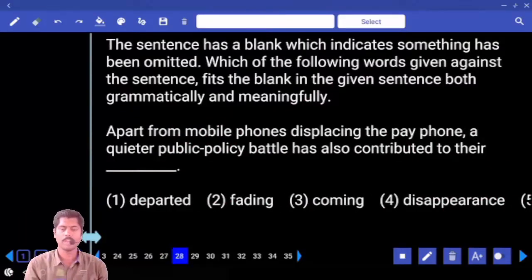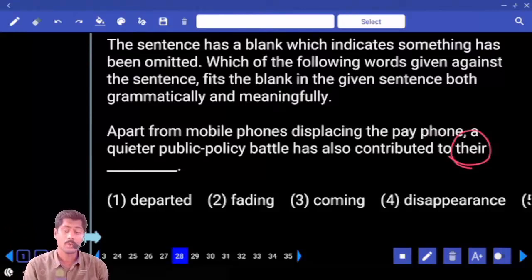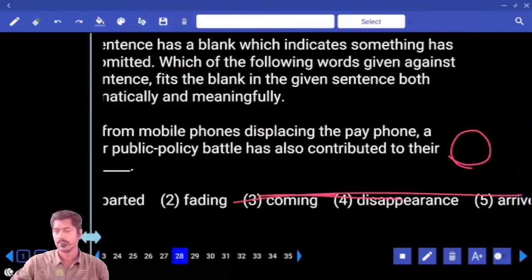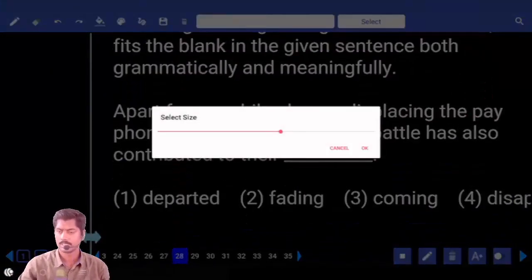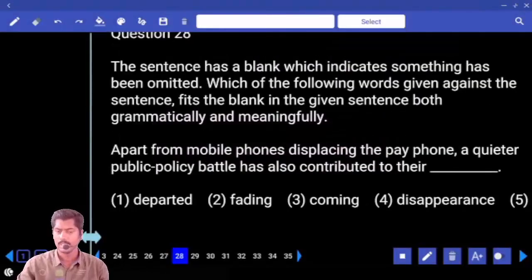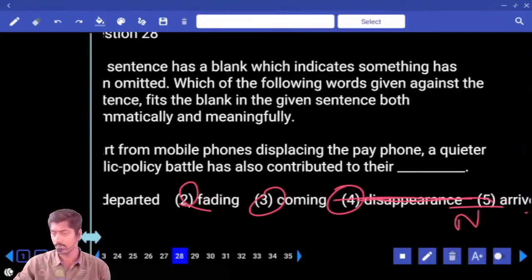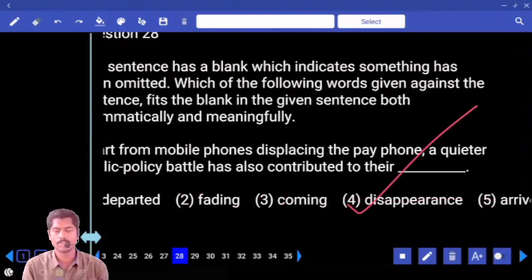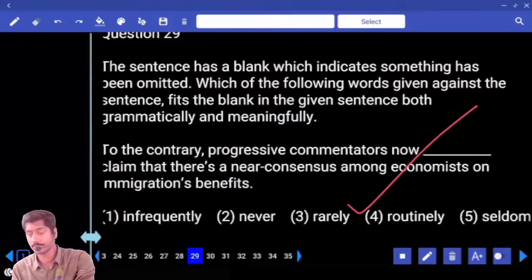Just now I have mentioned what we can add after "there". A noun. Check the noun in the options, then you'll get the answer. Departed, fading, coming, disappearance, and arrived. See, departed, fading, ED, ING, ANCE means noun, and the last one, arrived, is a verb. The only noun is the fourth option, their disappearance. The battle has also contributed to their disappearance.